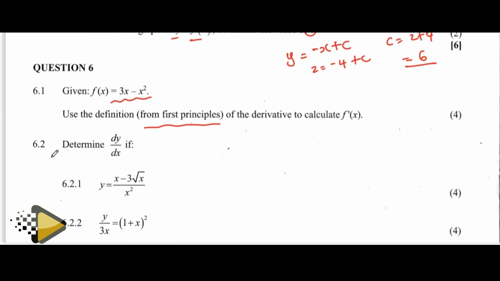All right. Then 6.2. They're telling us to find dy/dx. So dy/dx is more like the derivative. So in cases like this, first separate. So that's going to be x over x squared minus 3. We know that square root is the same as exponent a half. I'm still separating x squared.